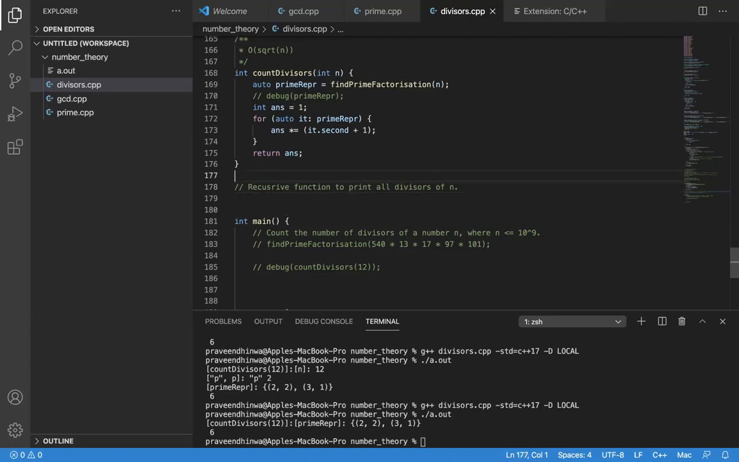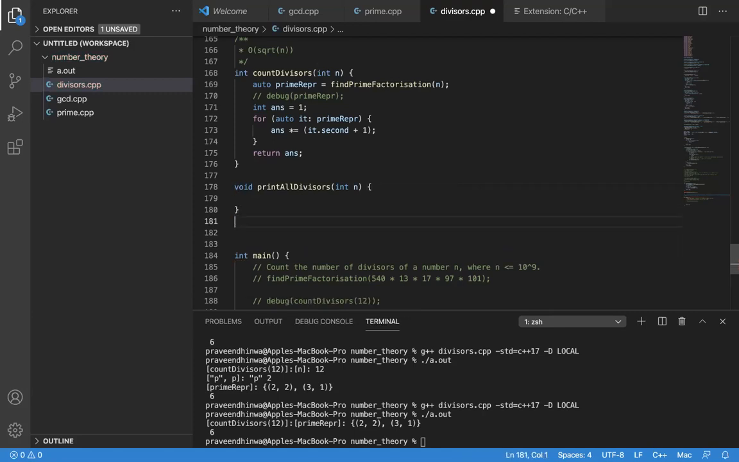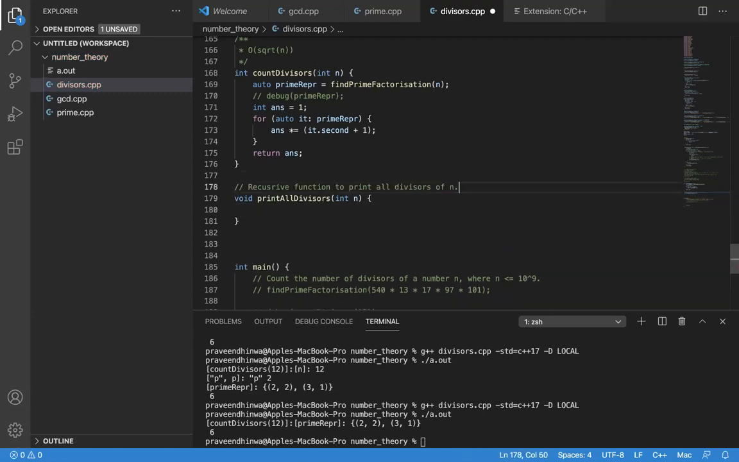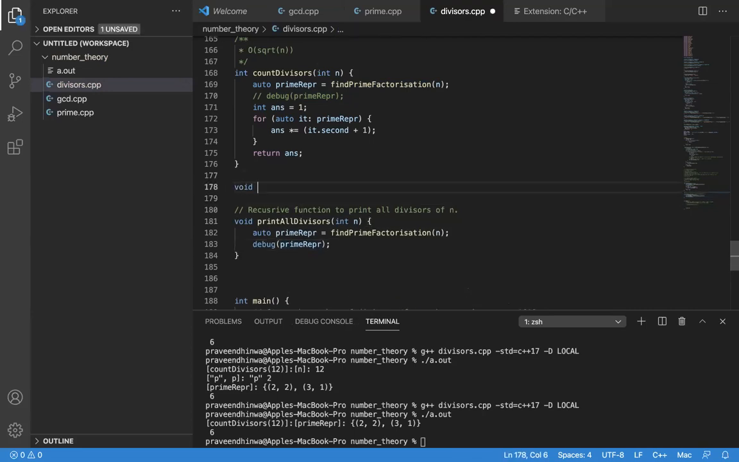So let's say void print all divisors of int n. The idea is as follows. First you find the prime representation. So I found the prime representation in order of square root of n. Now over this prime representation you do a recursion. What do you pass in your recursion? You pass this prime representation.